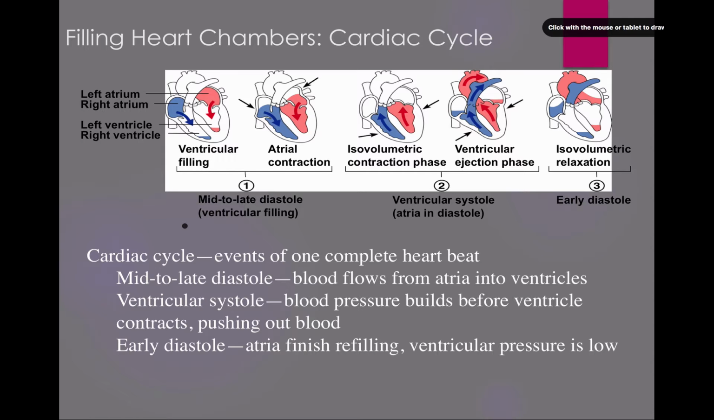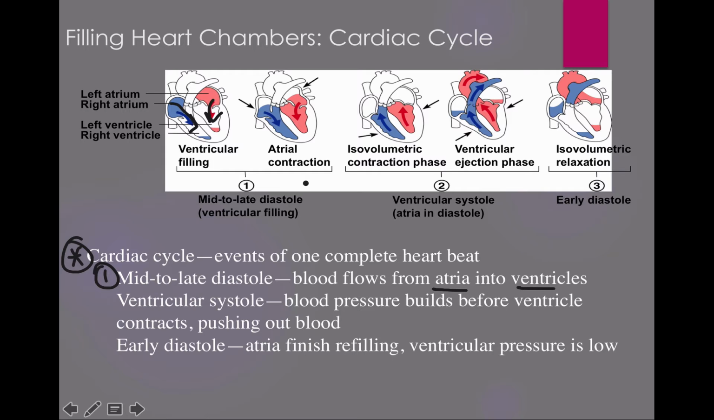So we have a cardiac cycle. So you're going to want to write down this cardiac cycle. So these are just the events that it takes to complete one heartbeat. So step 1 is the mid to late diastole. This is basically when you're going to fill blood from the atria into the ventricles. So blood is going to be dumping into both of the ventricles.